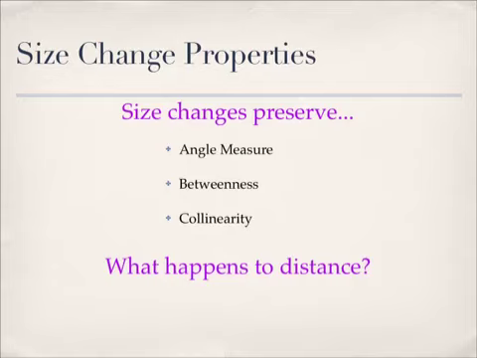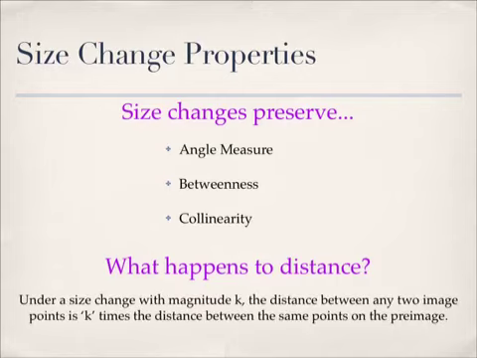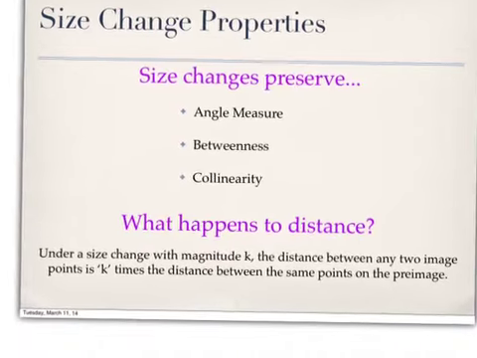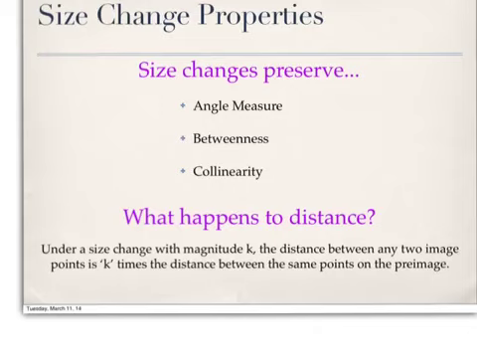Because the whole point of what you're doing is to make the space between these 2 points bigger or smaller. But how much bigger or smaller? Well, that's always going to be determined by the k value. Under a size change with magnitude k, the distance between any 2 points on the new image is k times the distance between the same points on the pre-image.